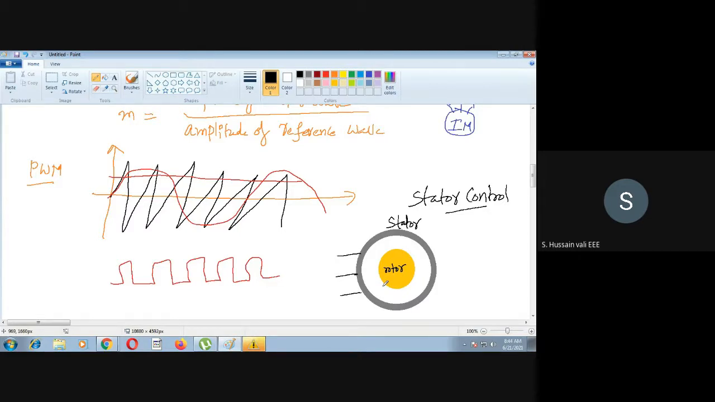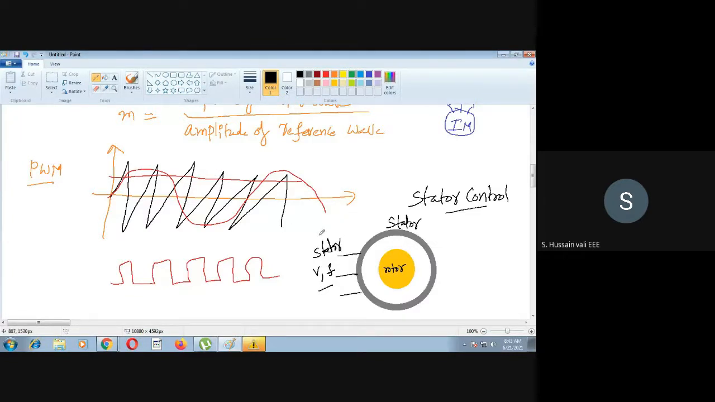Now, as of now, what we studied is that when I change the variables here on the stator side, V and f, these are the two variables, voltage and frequency, how the torque and speed of this entire induction motor change. So what are the methods that I vary from this side?